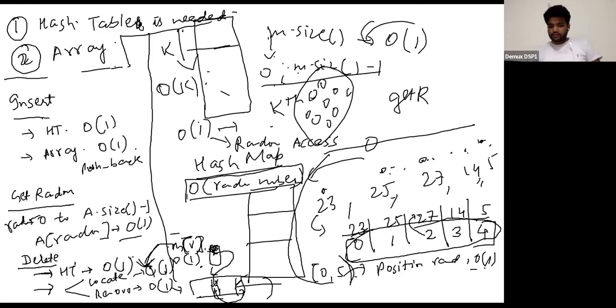But of course, the only thing that you will need to take care of is that when you are swapping it, you will need to adjust for this element. You will have to adjust the entry in the map, because in the map, the entry would have been for this index. Now you have to change it to this index.